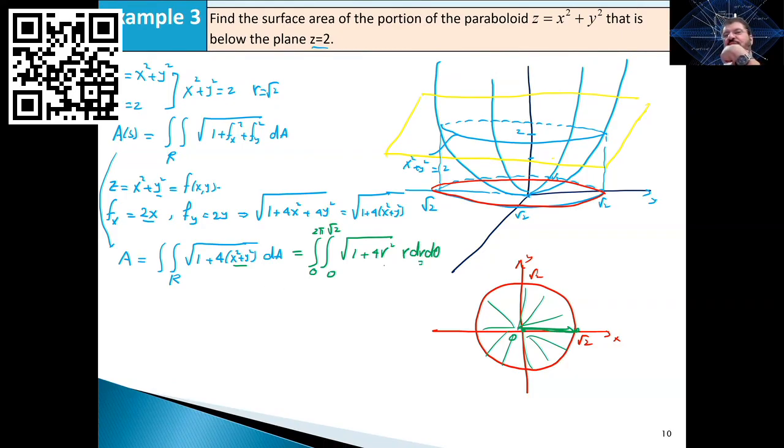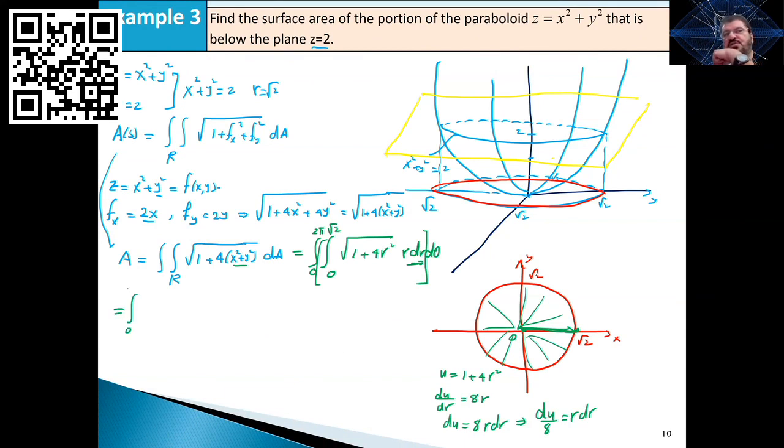Now, how do you integrate this one? Let u equal 1 plus 4r squared. So du over dr is equal to 8r. Bring dr here, so du is 8r dr. I have r dr. Remember, we always integrate from inside first. So divide by 8. So du over 8 is equal to r dr. All right.